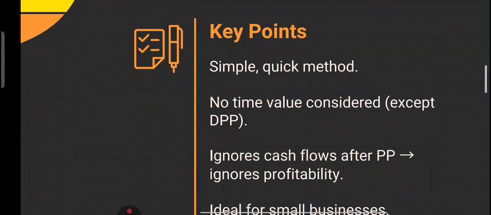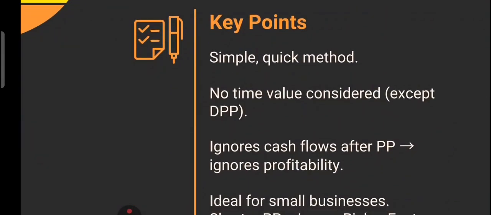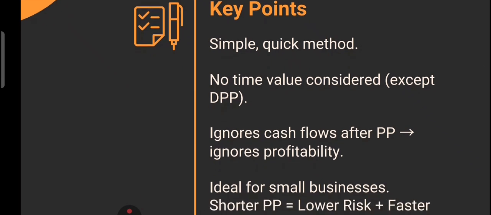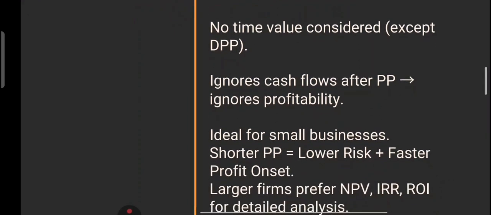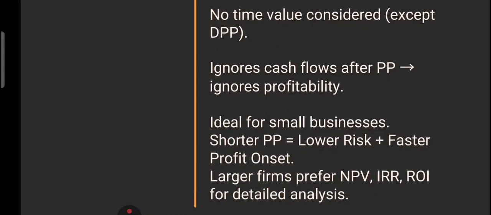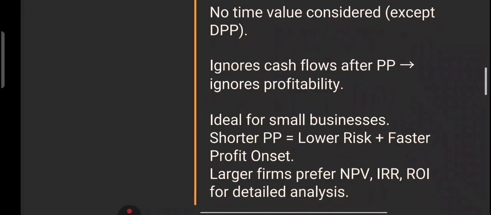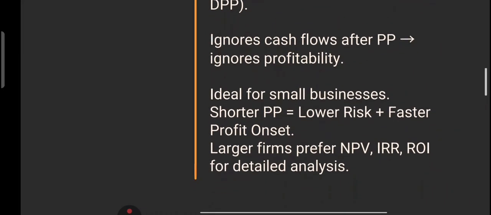So some key points to remember regarding the payback period method. It is a simple and very fast method, perfect for a small business. However, it does not consider profitability beyond the payback point, and it ignores the time value of money unless you are using DPP, that is the discounted payback period. For larger or long-term projects, firms often prefer NPV, IRR or ROI for better insight. For a smaller project, this method looks good, but for a larger project, this method will not work. That is one of the limitations.